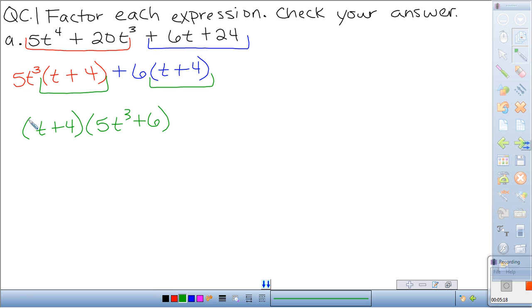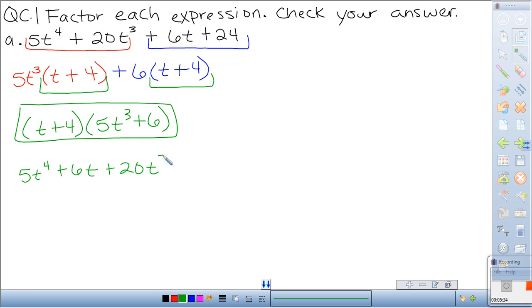And again, to check it, all we have to do is FOIL. So this is our answer, and then we're going to FOIL to check it. T times 5t cubed, 5t to the 4th, t times 6 plus 6t, 4 times 5t cubed plus 20t cubed, 4 times 6 plus 24. And then we rearrange to put it in standard form, 5t to the 4th plus 20t cubed plus 6t plus 24. And again, we see it is the same thing that we started with.